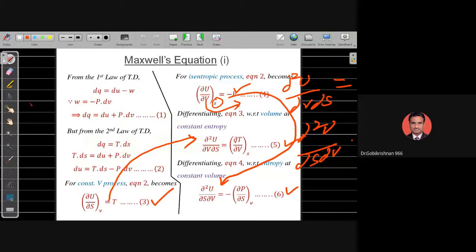The 4 different energy equations I do have now. Then from these 4 different energy equations, I'm talking about the energy equation: dU is equal to T dS.